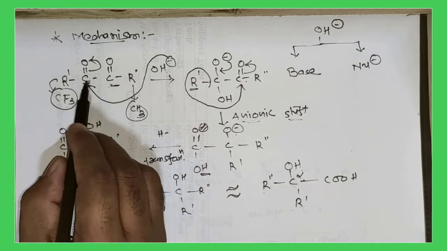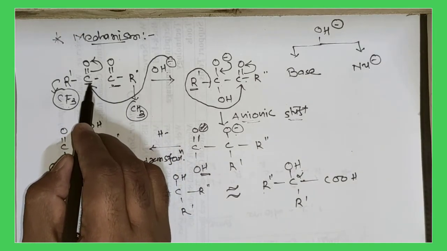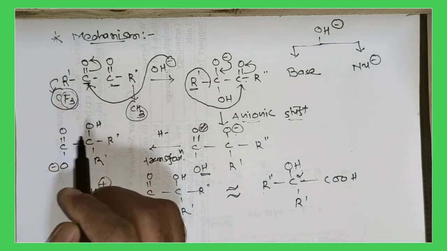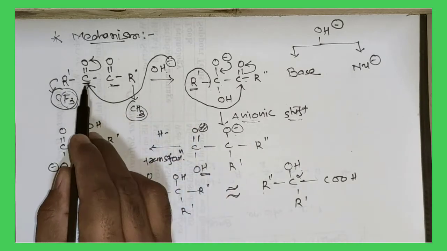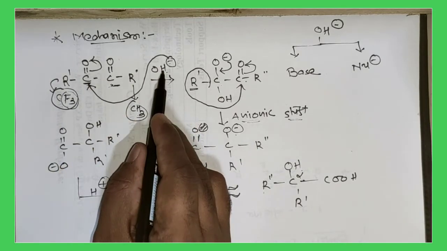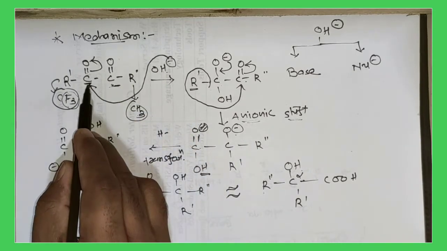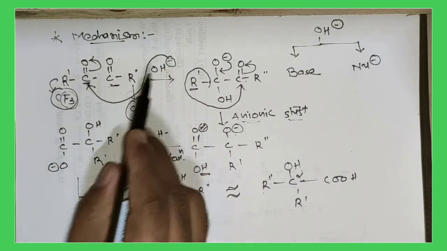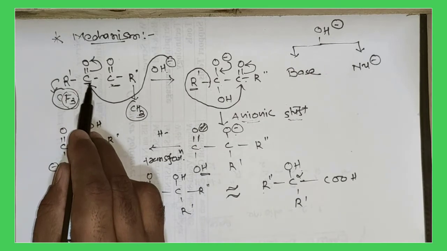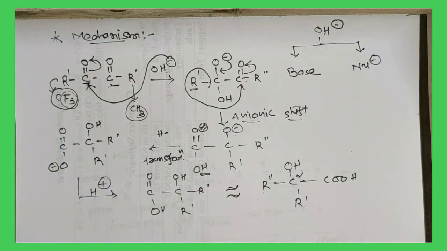That's why this carbon is electron deficient as compared to this carbon. Is it so? This carbon is electron deficient due to the presence of 3 fluorine atoms. So OH minus attacks on this carbon because it is electronically rich. This carbon is electronically deficient. That's why the attack of OH minus is always on the ketone which is electronically deficient. Clear? So this is the major challenge, to identify the attacking position of OH minus.